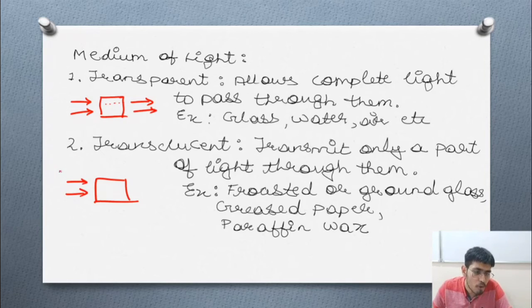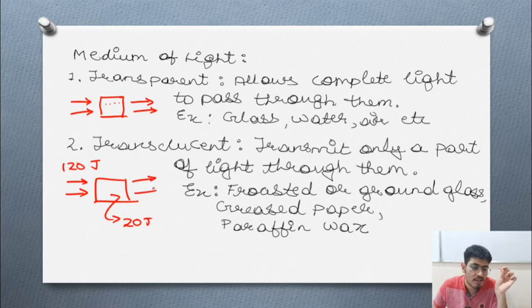Suppose the light which you are passing is, you can consider, 120 joules. You can consider that 20 joules of light gets absorbed in it, or maybe 50. You can consider any figure, it's just an example. Some of the light is passing through it, but some is also getting absorbed. Here 100 joules of light pass through it, and because some of the light is getting absorbed in it, it is known as translucent medium.